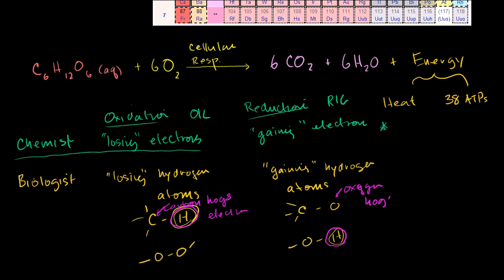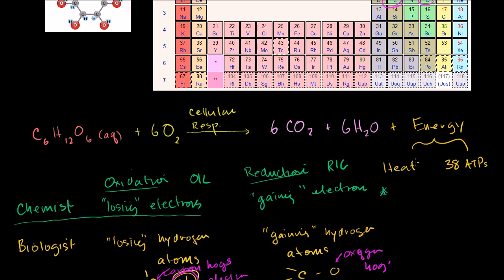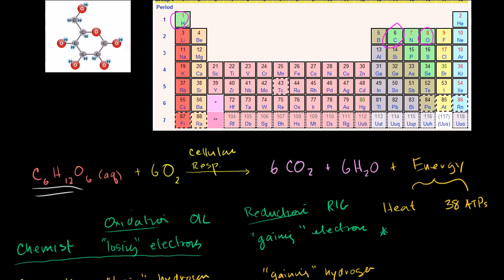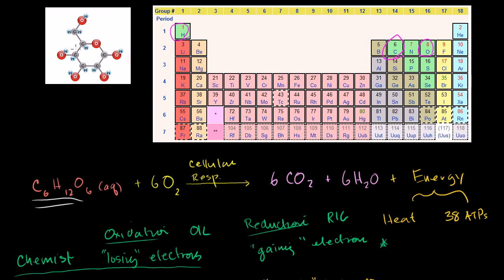So let's go back to cellular respiration and try to figure out what's being oxidized and reduced. So if we look over here, we have our glucose, and I copied and pasted a glucose molecule from Wikipedia, and actually there's one error in here. Maybe I should edit it on Wikipedia. There should be another hydrogen bonded to that carbon right there.